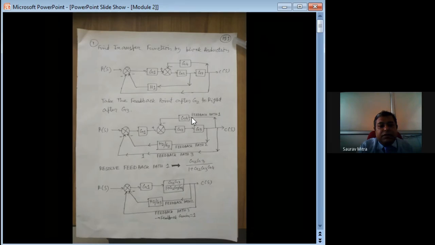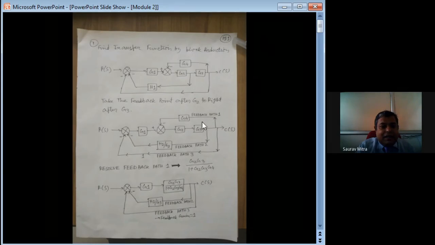So there are 3 feedback paths, and the top one is called feedback path 1 with gain minus G4. The second one has become minus H1 by G3, and the third one has become minus 1. So this is the only adjustment, that is, this H1 has to be taken to the right. If you are taking that, then everything becomes very easy.